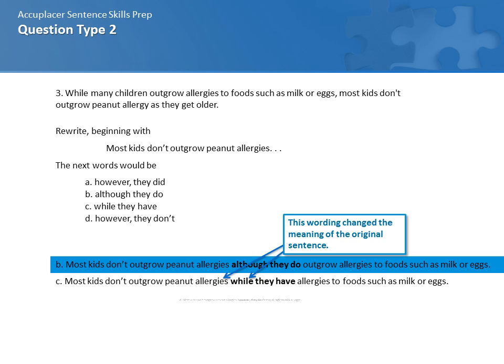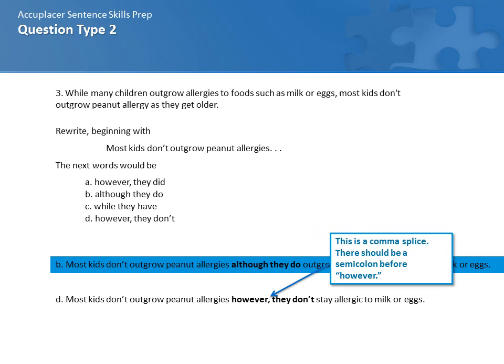Option D forces us into making a serious grammar error. If we write a sentence, most kids don't outgrow peanut allergies, however they don't stay allergic to milk or eggs, we have a problem here of a comma after however, which creates a comma splice run-on. To use that construction, you'd need a semicolon before the however.